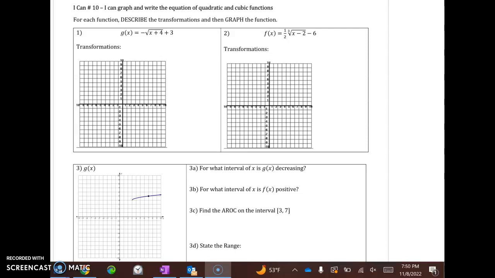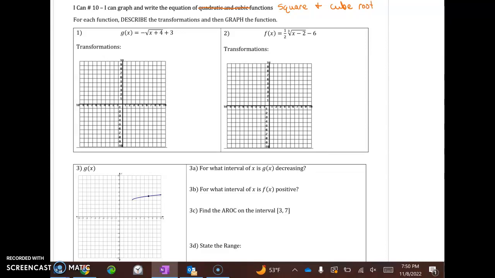We are going to be going over ICANN number 10, the first attempt, which is covering graphing, and there is a typo here because it is not quadratic and cubic equations, it's actually square root and cube root equations. So with that, let's go ahead and get started.